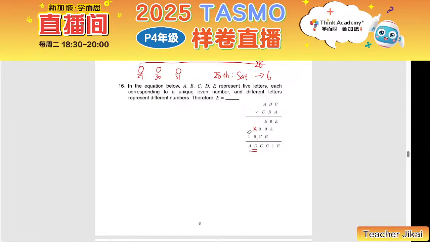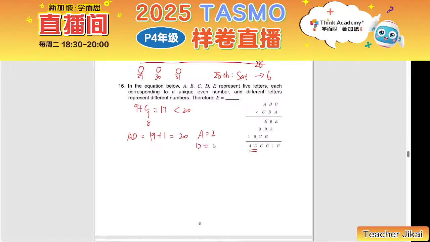Do you know why the carry over can only be 1 here? Because it is 9 plus C. If C is a maximum of 8, it is 17, smaller than 20. So of course we cannot have a carry over of 2. So AD is 19 plus 1 equal to 20. So A here is 2, D here is 0. So we just fill in A and D: 2, 0, and this one 2, this one 2, this one 2.